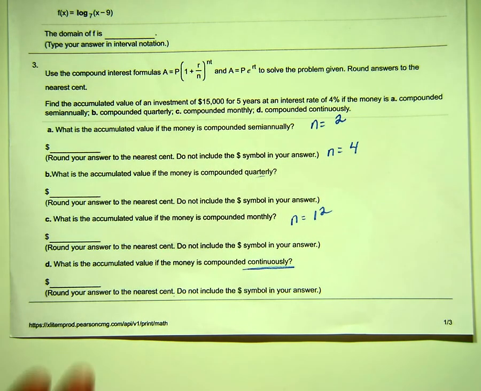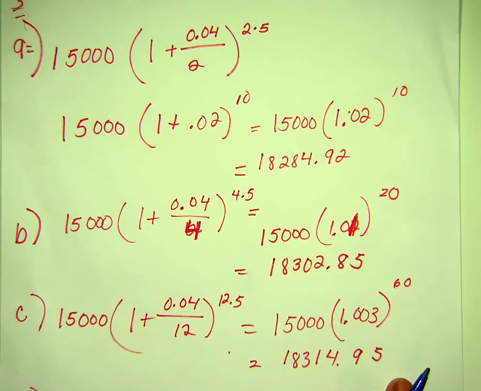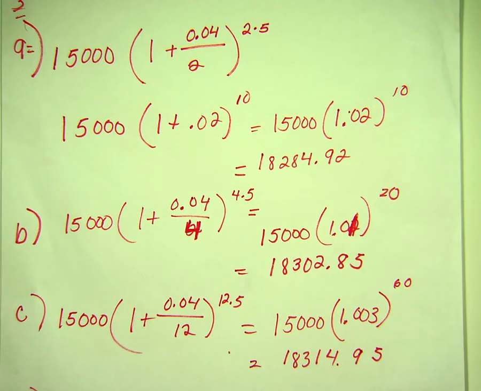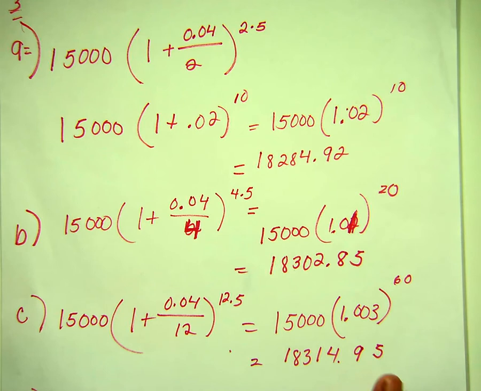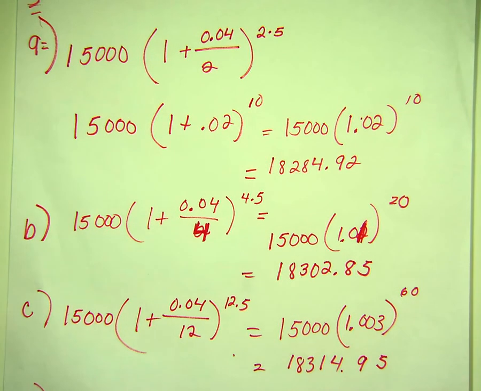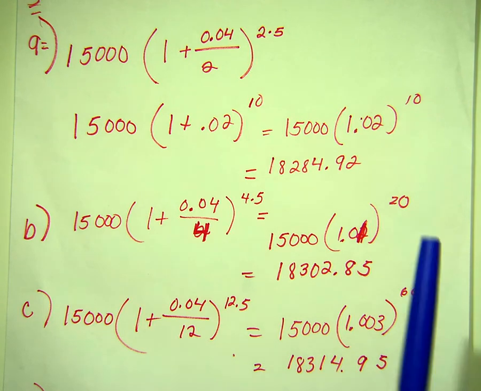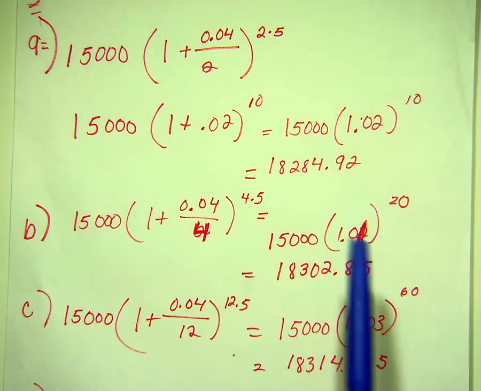So let's see how we do this for part A, B, C, and D. So for part A, we know that we had a P value of 15,000. We had a rate of 0.04 as a decimal, and our time was 5 years. So once again, we substitute everything in. And notice how I'm doing this step by step for part A, because the calculator is going to get kind of tricky when you do this. So here are your answers, round to the nearest 100.